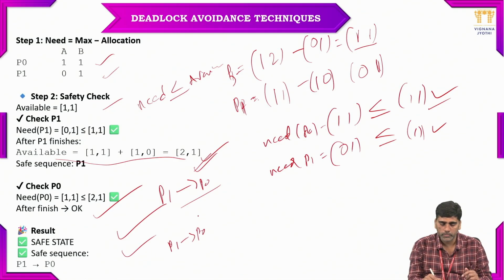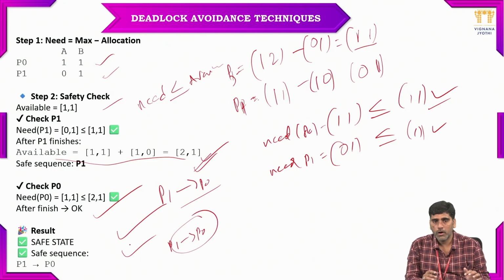The safe sequence is P1 to P0. So this is the way we find the need matrix of the processes, and after finding the need matrix we check the safe state for the process sequence. If the safe state is available, then we can write the safe sequence of the processes. So now we state that the processes are in a safe state.